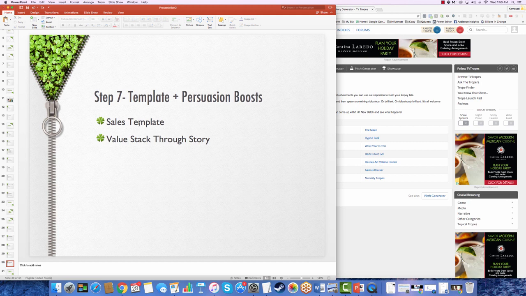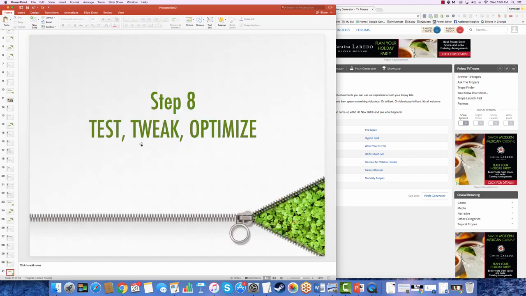So if you value stack throughout the story and then you drop the price at the end and say, look, you could either do what I did for the last 6 years and spend $100,000 on school and almost kill yourself, or you can buy my $97 product and not have to deal with any of that and get all the benefits. It's a compelling thing if you value stack through the story.